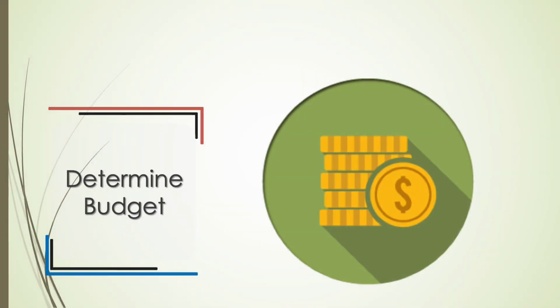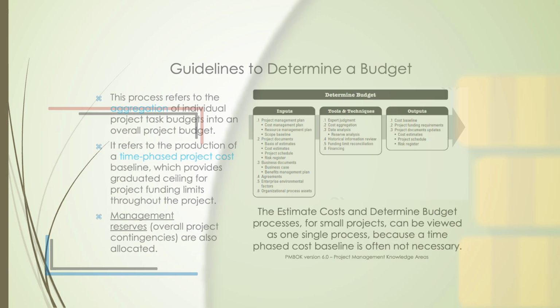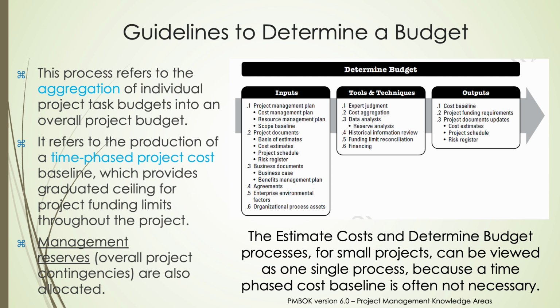Determining the budget is the process of aggregating estimated costs to establish an authorized financial baseline for the project. Now, let's talk about determining the budget. This process involves aggregating all the estimated costs of individual activities or work packages to establish an authorized cost baseline. It's not just about adding up numbers, it's also about creating a time-phased project cost, meaning costs are mapped over the project timeline for better control and forecasting.